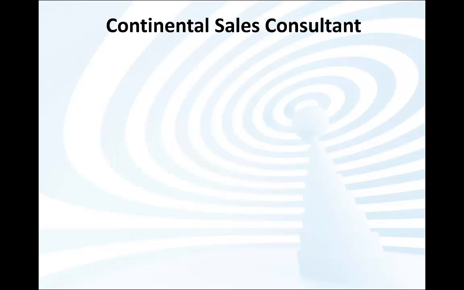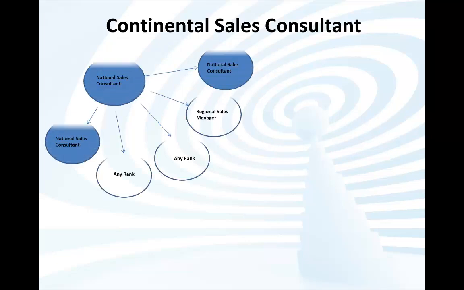For Continental Sales Consultant, it is worth noting that up to this rank, each member had to have 3 members of the next rank down to achieve their rank, and that they had to be personally frontline to them. For Continental Sales Consultant and upwards, you need 5 of the next rank down, but they don't have to be frontline to you, they just have to be in different legs. So here you see a National Sales Consultant who has 5 legs.